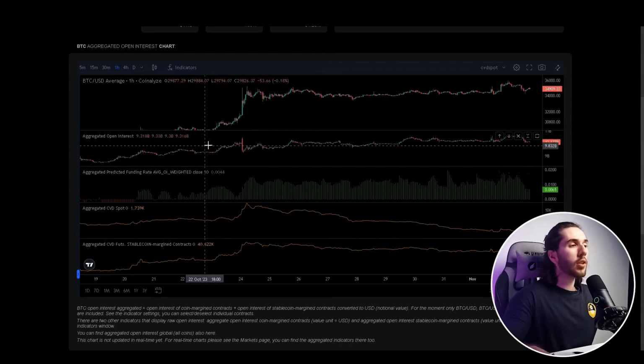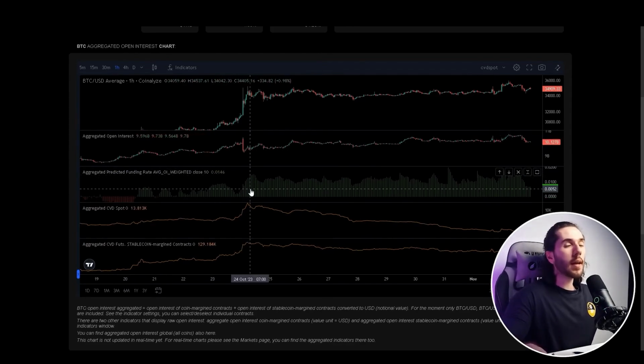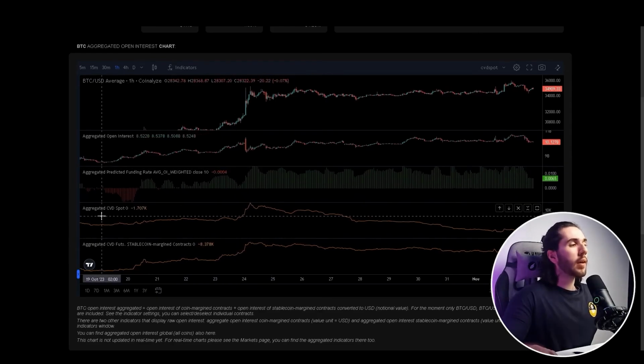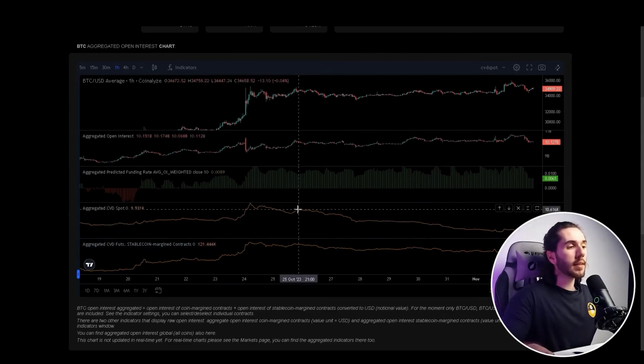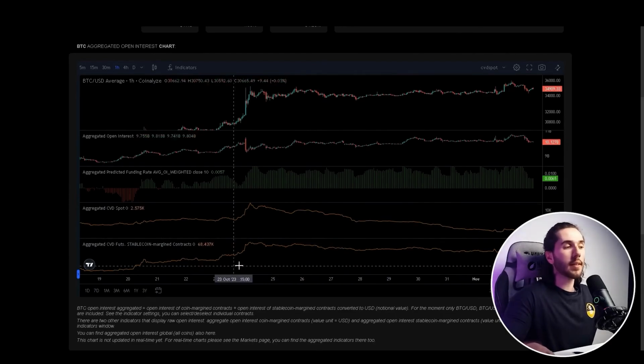What you see below shows how much of the opened positions are long and how much are short. As you can guess, green candles represent long positions, while red candles indicate short positions. I have already mentioned the aggregated CVD spot and the graph below it. These are taker purchases from the spot, taker purchases from derivatives, and stablecoins.